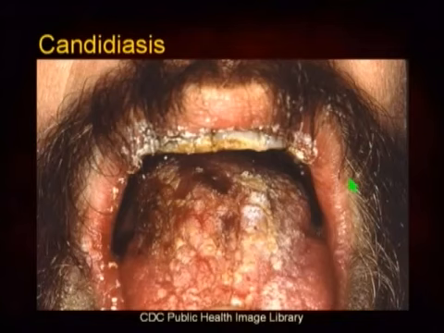Here's a patient with oral candidiasis. So remember, this can be scraped off, but if you do, there'll be some bleeding underneath, in contrast to the oral hairy leukoplakia that we talked about before.